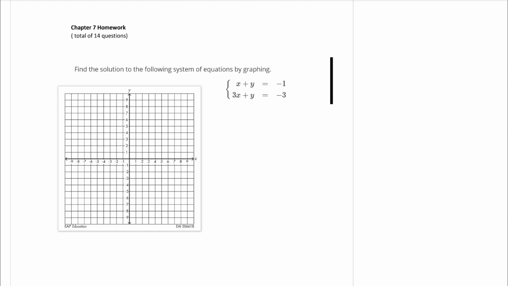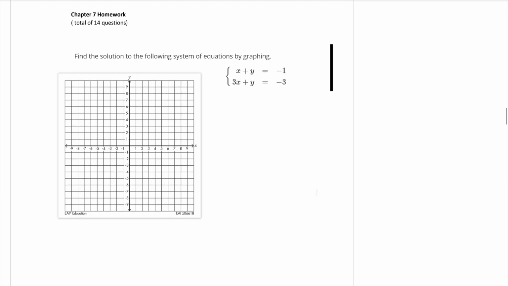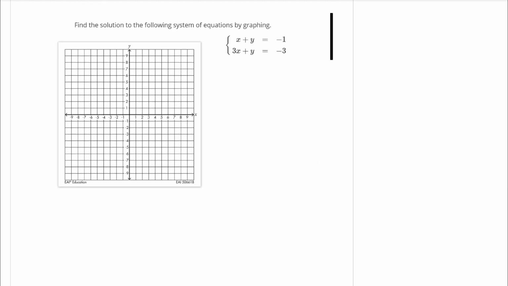Hopefully you guys have started the chapter 7 homework. It's a total of 14 questions. So for this problem, it says find the solution to the system of equations by graphing. So you definitely want to be graphing this equation. So I'm going to graph this equation in different colors to kind of help myself out.